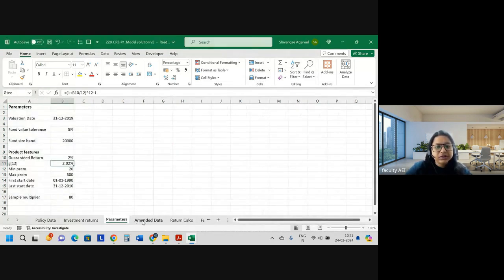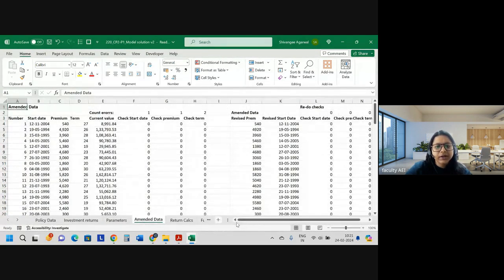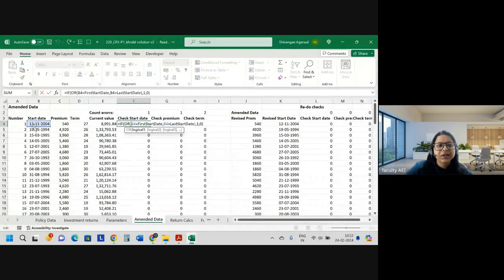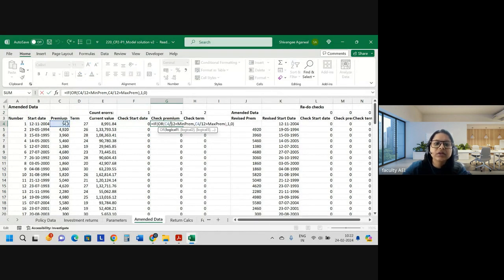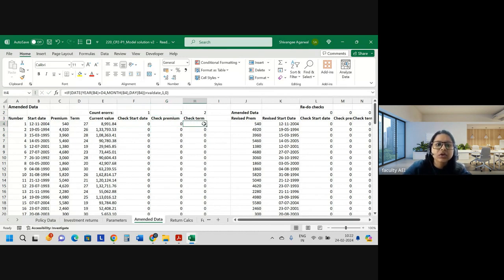So first let us see what they have done to validate the result. So to check, they have to check the start date. They have written it, okay, it should not be less than start date or more than, and there is one error. Premium should again be not, so they have divided the premium by 12. It should not be less than minimum or greater than maximum. There is again one mistake, and the term again.